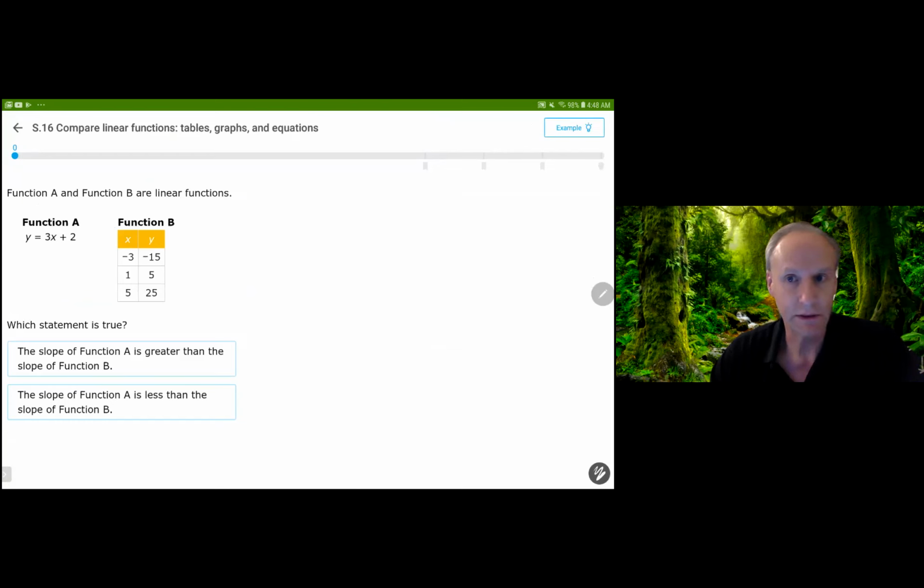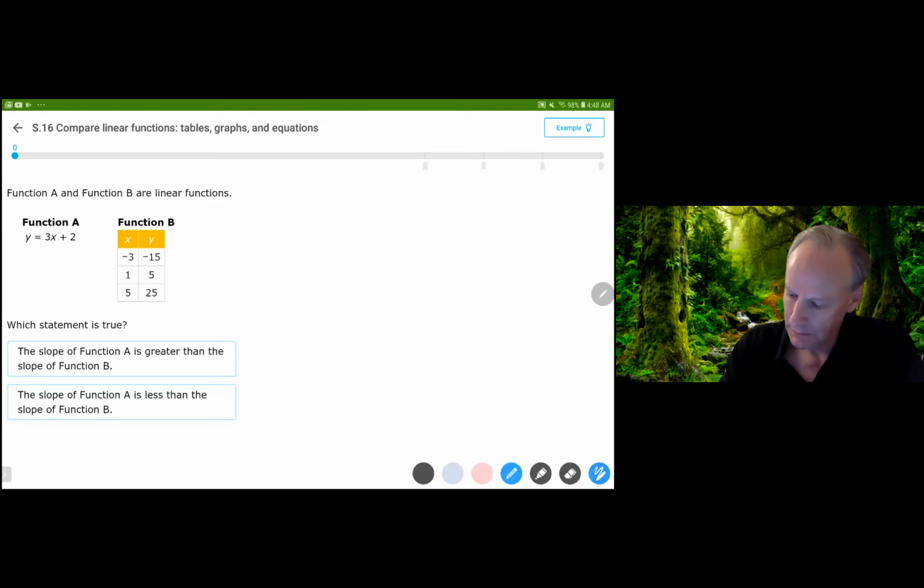So the trick here is to find the slope. Now, a lot of people are going to automatically just grab their slope formula, which is, of course, m equals y2 minus y1 over x2 minus x1. But another way of thinking of this is that it's the change in y over the change in x.